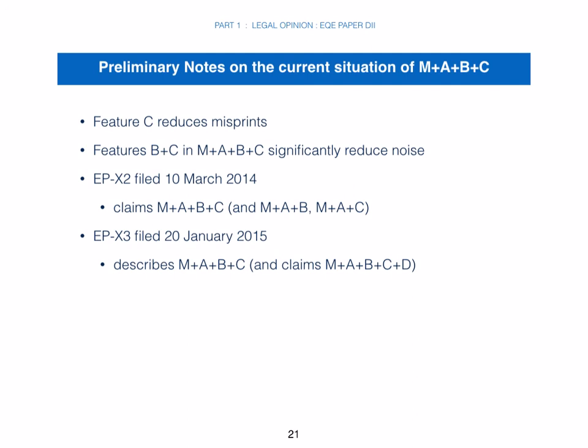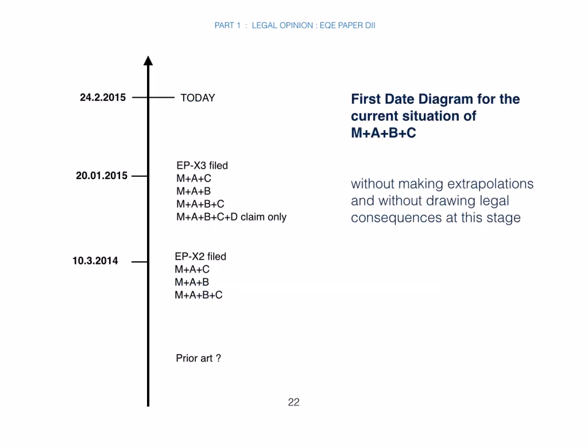EPX2 is filed on the 10th of March 2014 and it claims M plus A plus B plus C and M plus A plus B and M plus A plus C. And EPX3 was filed on the 20th of January 2015 and it describes M plus A plus B plus C, and it claims M plus A plus B plus C plus D. Here then is a preliminary date diagram which puts that into time perspective.